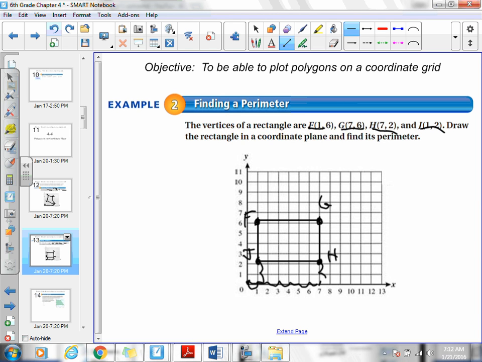Whoops, mine's a little bit off the line. Pretend it's right on the line there. All right. Draw the rectangle in a coordinate plane. Did that, and find its perimeter. Remember, perimeter is the distance around something.